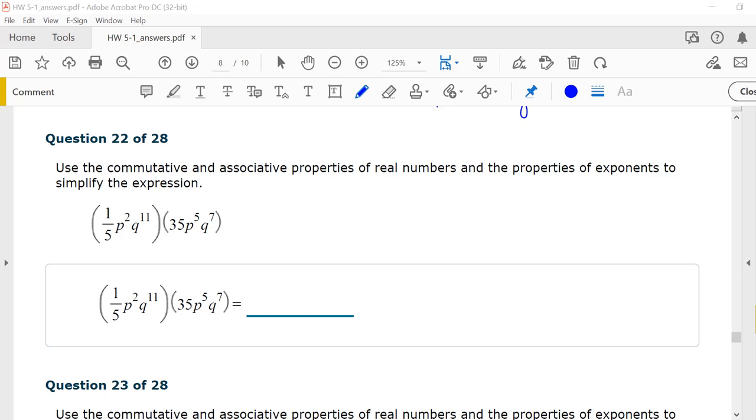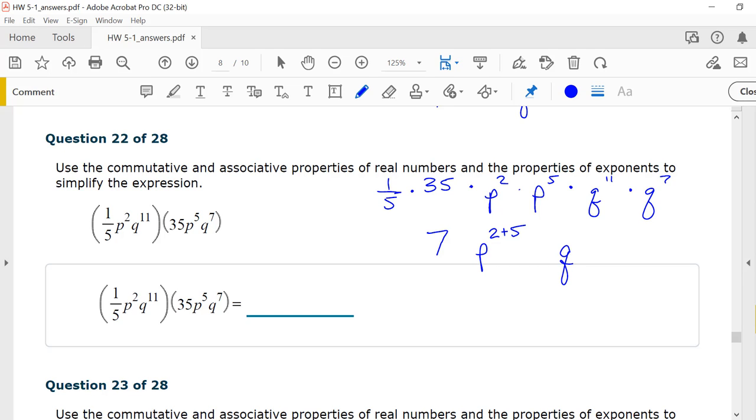22. I'm going to write it in a different order. I'm going to say 1/5 times 35 times p squared times p to the 5th times q to the 11th times q to the 7th. 1/5 times 35 is 7. P to the 2nd times p to the 5th is p to the 2 plus 5. Q to the 11th times q to the 7th is q to the 11 plus 7. So my answer would be 7 p to the 7 q to the 18.